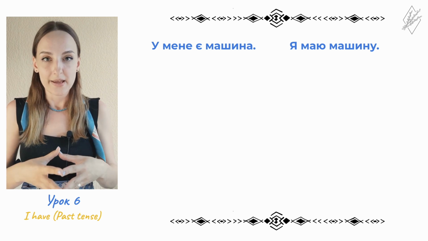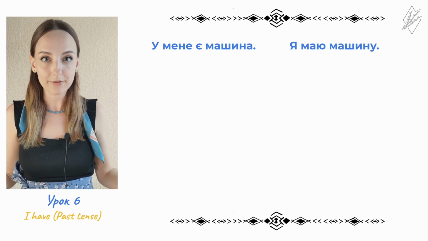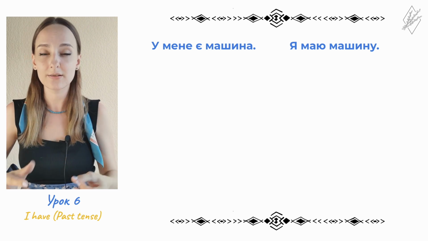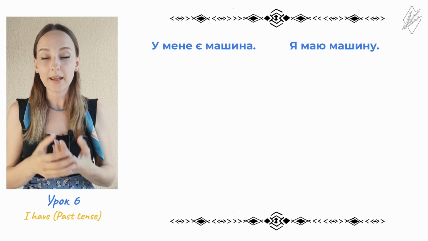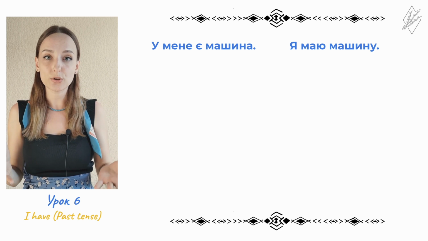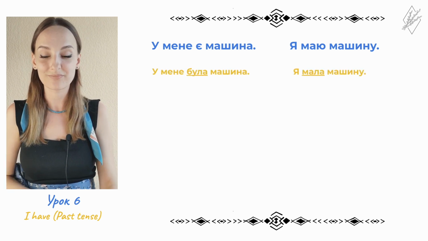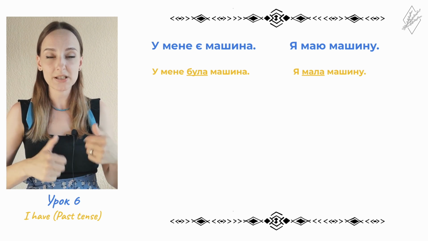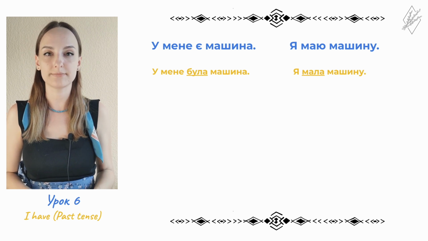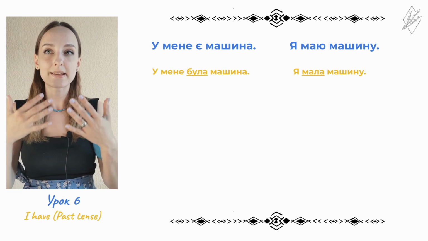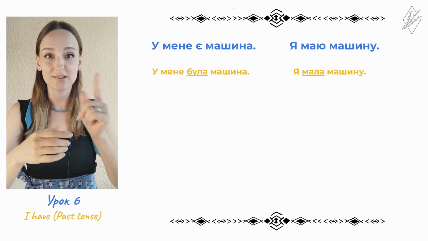Probably you remember that in Ukrainian we have two types of the structure to say I have. У мене є машина, я маю машину. These structures are synonyms. And it's logical that in past tense we also may use both of them. But how to form them? У мене є машина in the past tense will sound like у мене була машина.